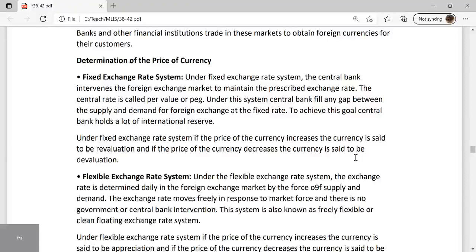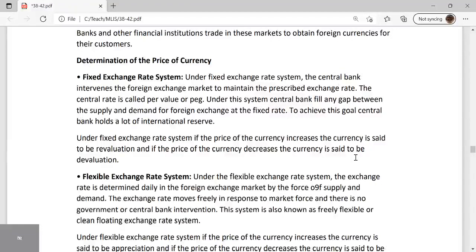Okay, suppose the government wants to reduce the exchange rate. So what they can do is release the reserve. Then the supply will rise, and as a result, the value will fall. And again, if the government wants to increase the exchange rate, then they may reduce the supply in the market, and then it will increase the value. It's something like this.